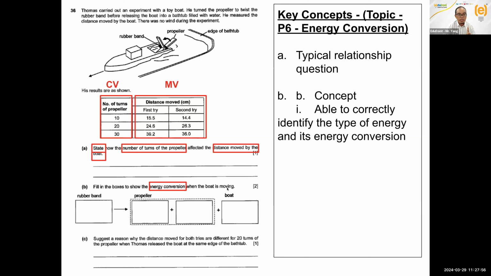And then you need to think, this one maybe a little bit not so straightforward. Sound energy. How come there's sound energy? Because when the propeller is moving, there will be some form of sound energy. Even though it may be very little, there's some form of sound energy. And then the boat, when the boat is moving, again, there is kinetic energy.